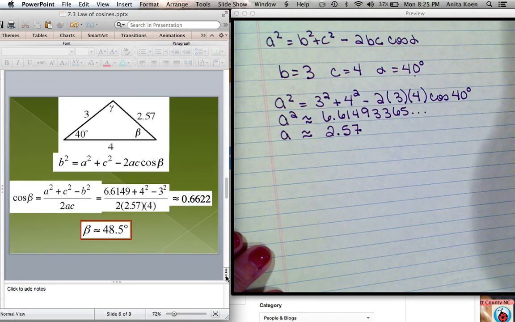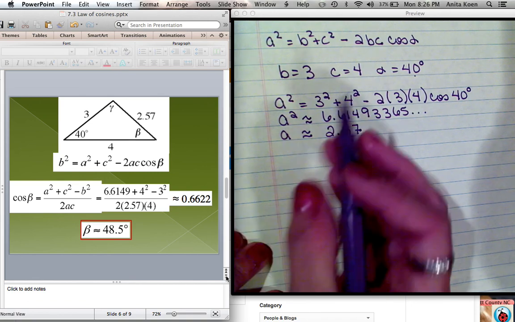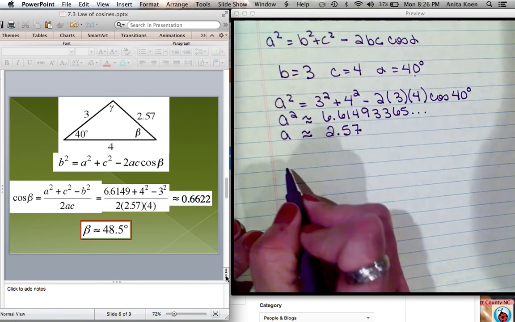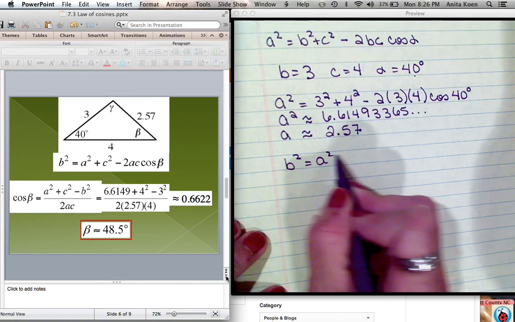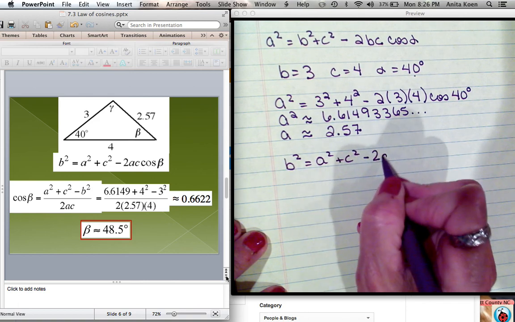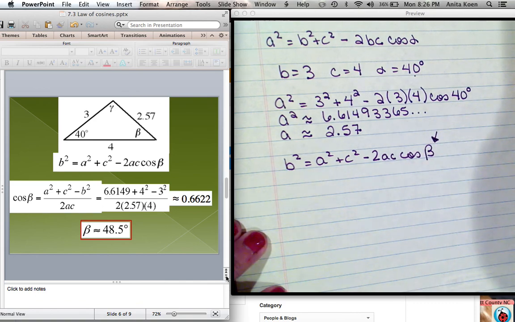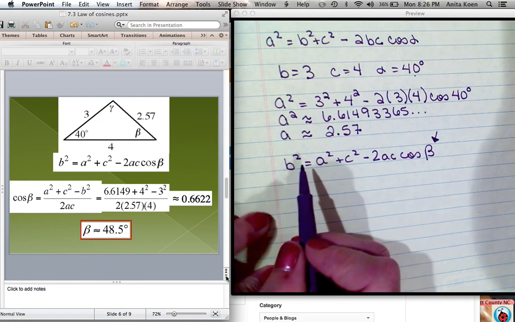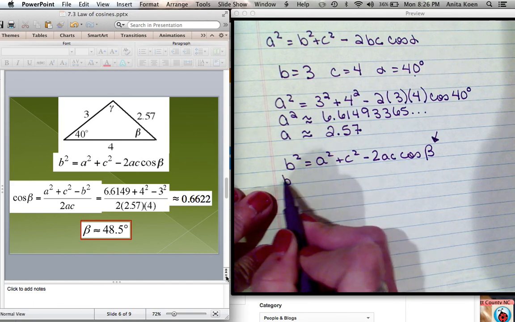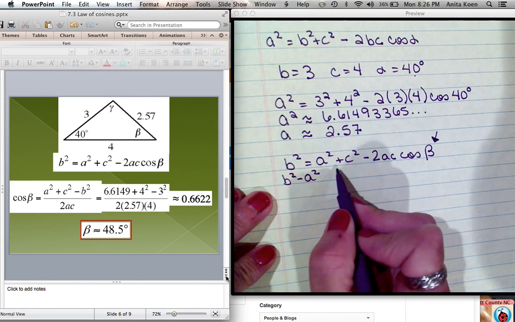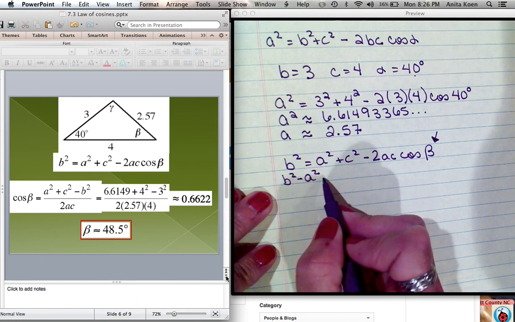The next thing that I'm going to do is I'm going to look for, I personally chose to look for angle beta. You could have looked for angle gamma if you wanted to. So I'm going to use this second formula, b squared equals a squared plus c squared minus 2ac times the cosine of beta. And what I need to find is beta, so I'm going to solve this for the cosine of beta. So I'm going to take the a squared and subtract it over, b squared minus a squared minus c squared.